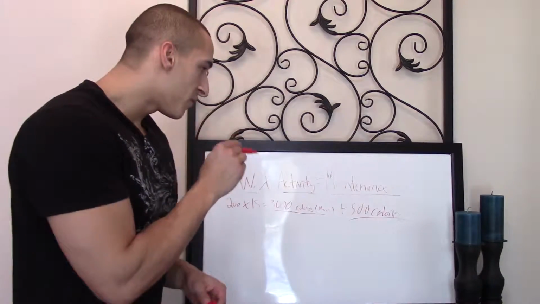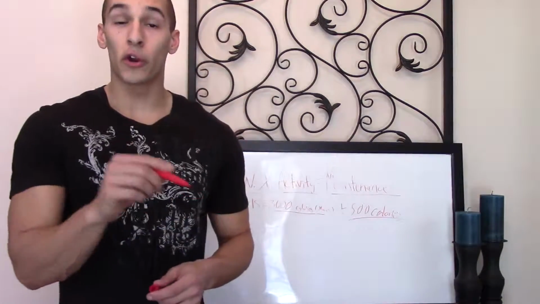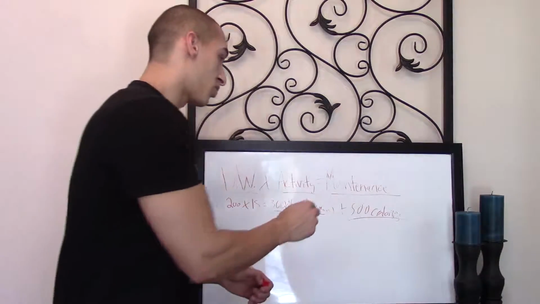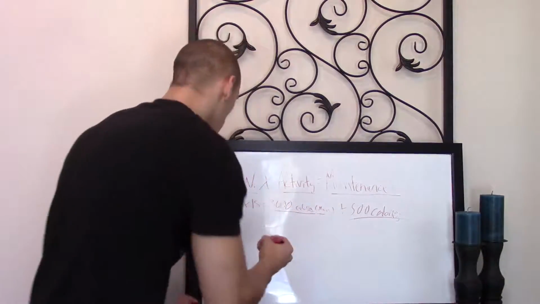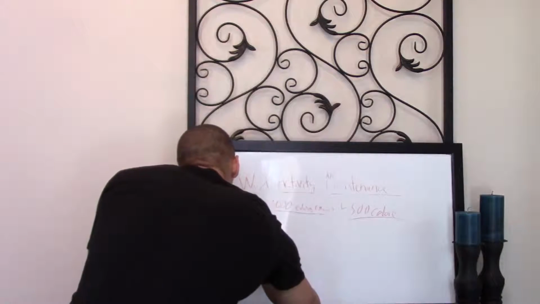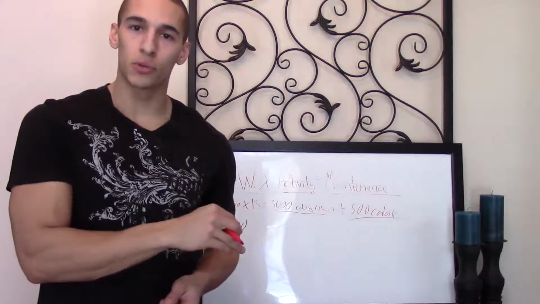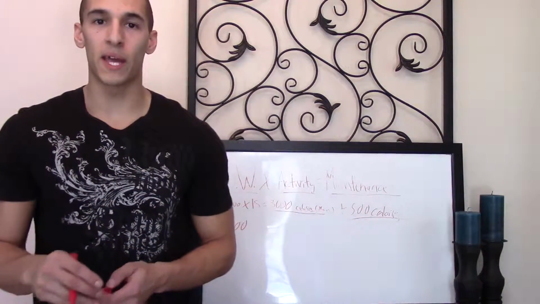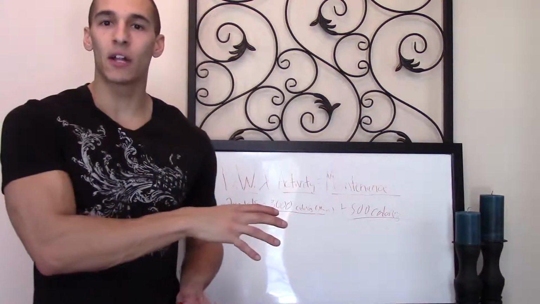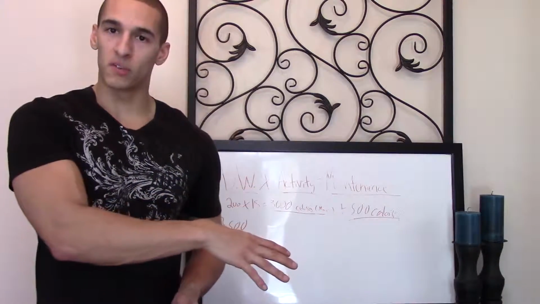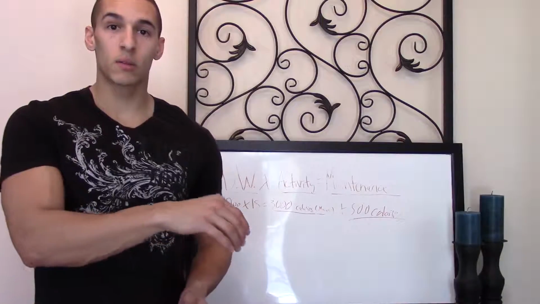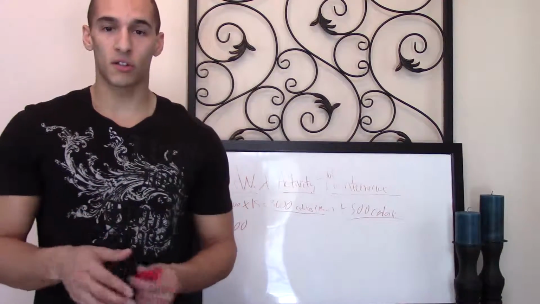Now that we figured out our daily caloric intake, in this case, 3,500 calories, what we're going to want to figure out next is what is the breakdown as far as macronutrients. It's called a macronutrient split, meaning how many of these calories are allocated to proteins, to carbohydrates, to fats. And these numbers are extremely important.